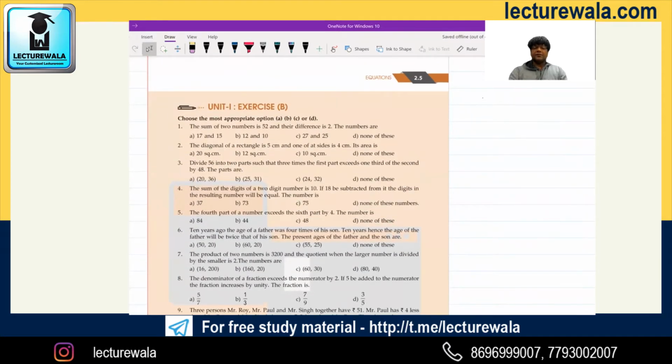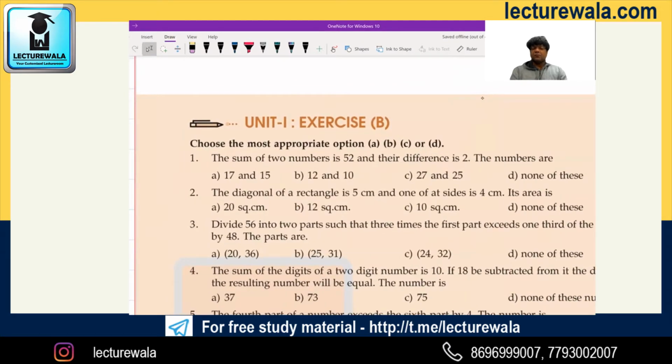How have I done? See, the sum of two numbers is 52, their difference is 2. That means I will go to the options. I will check in which option adding we are getting 52 and subtracting we are getting 2. See here, 17 plus 15 is not 52, but the difference is 2. But this will not be the answer, because that option will be the answer which will satisfy all the conditions of the question, not just 1 or 2 conditions.